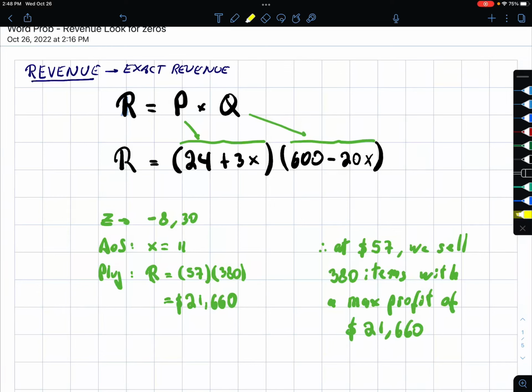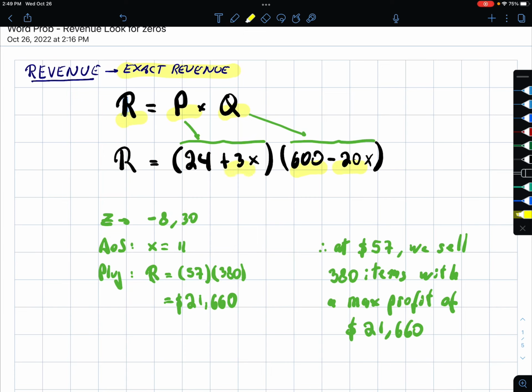There's also another kind of revenue question, when they're asking for an exact revenue. In the previous example, we had revenue equals price times quantity. We know the price was 24 plus 3x, which means the original price was 24, but every time we increase it by $3, we lose 20 copies sold. Normally we sell 600 copies, but we would lose 20 clients for every $3 that we increase it, right?